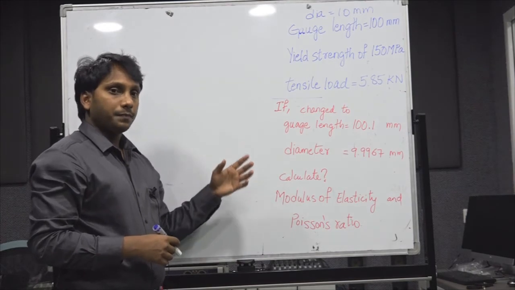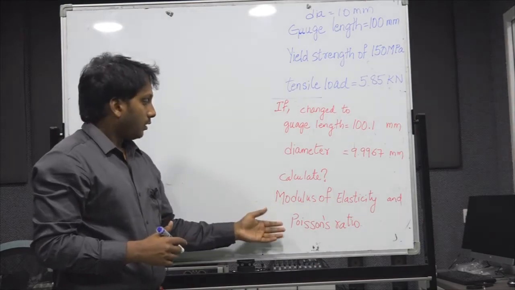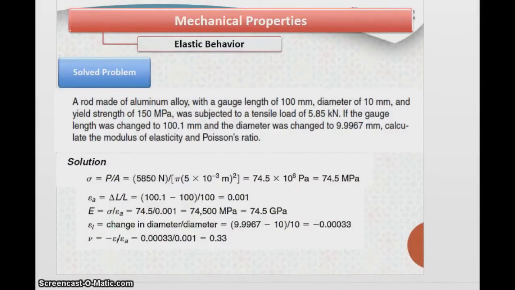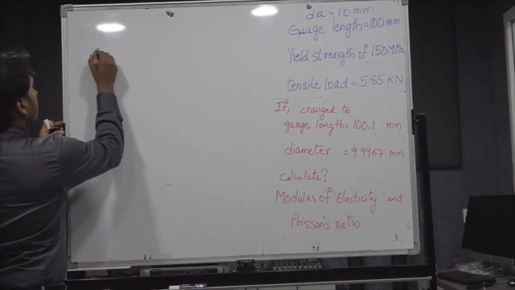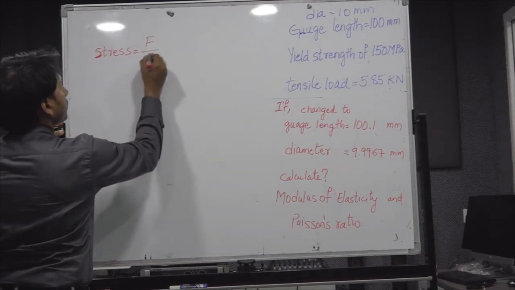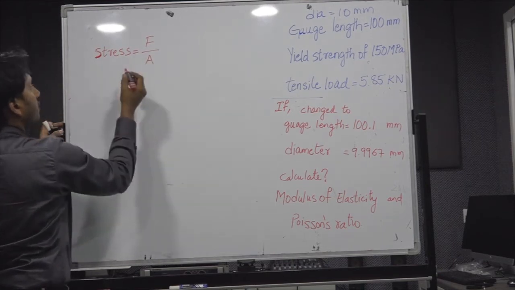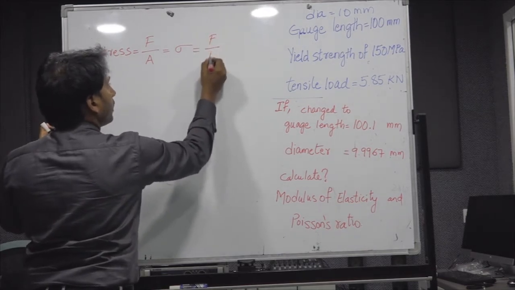So we have gone through these formulas in the previous video. I'll repeat them once. In your previous slides you can find these formulas. What are the formulas we require here? Stress is defined as sigma is equal to force by area.